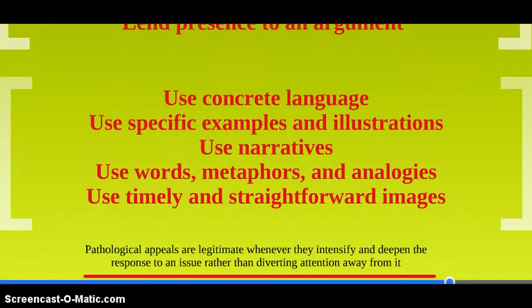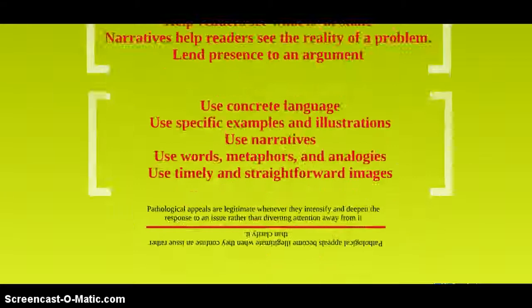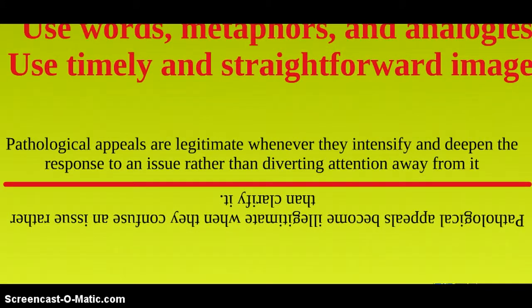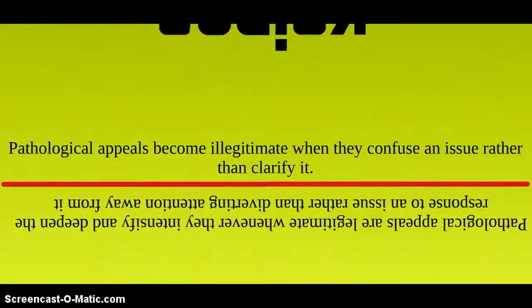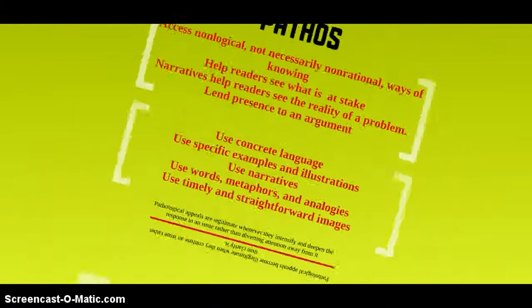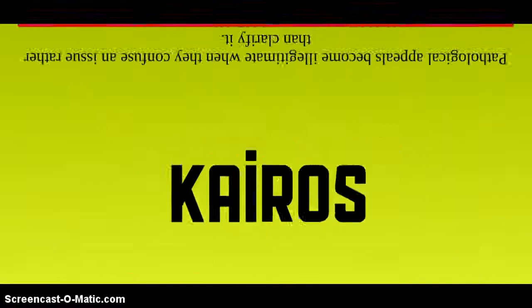Images can be a very effective tool for making pathological appeals if they are straightforward enough to be clearly understood, if they are timely and relevant, and if they add impact to your argument. But always remember, pathological appeals are only legitimate when they intensify and deepen the response to an issue rather than diverting attention away from it, and they can become illegitimate when they confuse the issue with too much emotion rather than clarifying it. Finally, consider the impact of kairos on your argument.